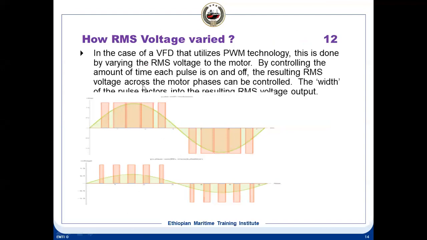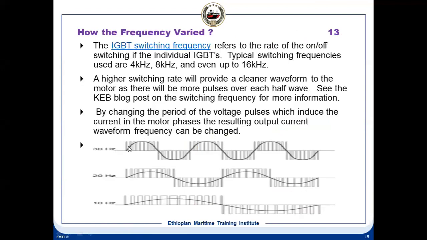So here we can see how the voltage is varied by varying the width of the pulse. The RMS voltage is varied. And by varying the sequence, the switching frequency, the rate at which the pulse is switched on and off, by the on and off times. How many times you switch on and switch off, your frequency is varied. 30 Hertz, 20 Hertz, 10 Hertz, you can see the frequency is varied. So this is pulse width modulation.